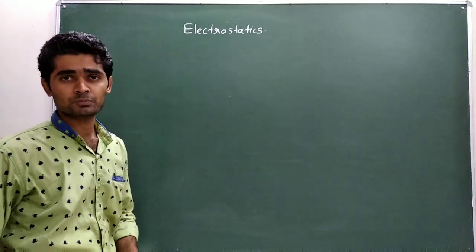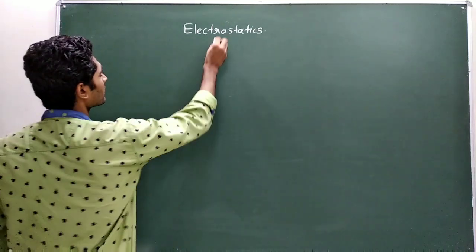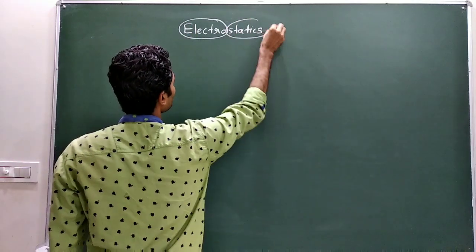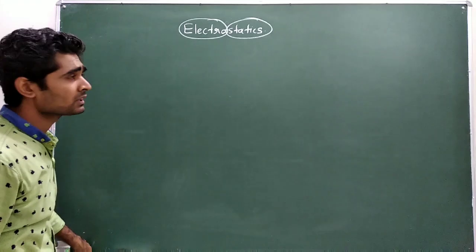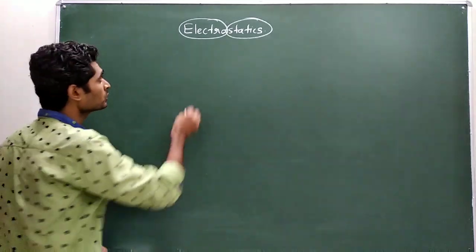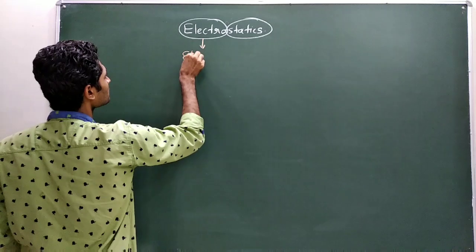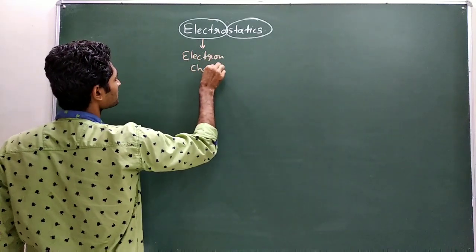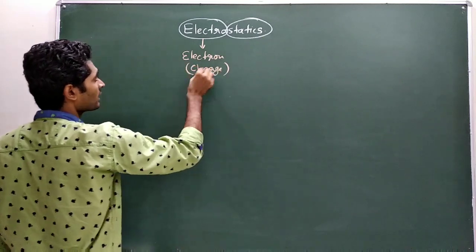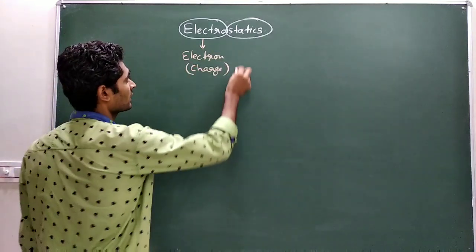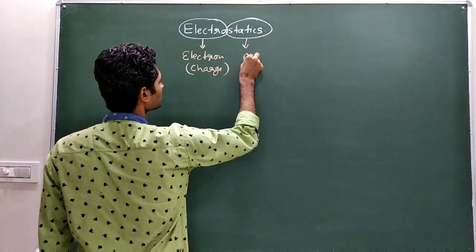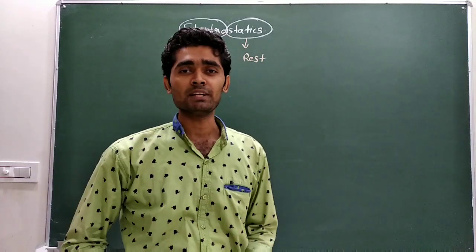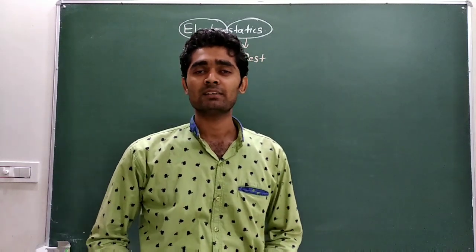If we break this word in two parts, then electro and statics. Electro means related to electron, that is charge, and static means at rest. So in this chapter we are going to study about the charges at rest.